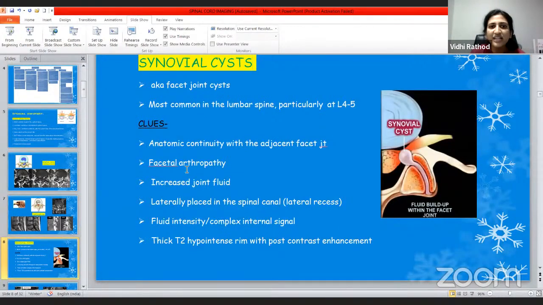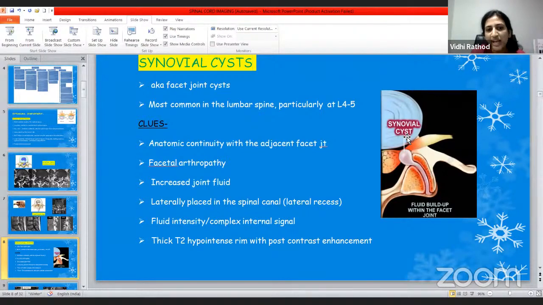Second entity is a synovial cyst, also known as facet joint cyst. It is most commonly in the lumbar spine where facetal arthropathy is very common, particularly at L4-5 levels. The clues are that the synovial cyst will have anatomic continuity with the adjacent facet joint, associated with arthropathy of the facets and increased buildup of fluid within the joint space, and it will be directed anteromedially to compress the lateral recess.